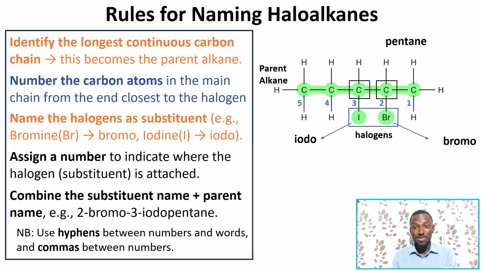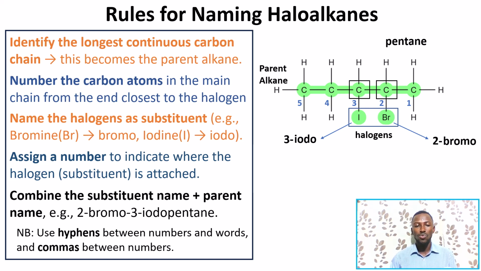This has also been stated for us already by IUPAC, how to identify and name these halogens. Now the next step is to assign a number to indicate where the halogen or the substituent is attached to the parent alkane. So you see the iodine or iodo is located on carbon number 3, and then the bromine or bromo is located on carbon number 2. So you have 3 iodo, 2 bromo.